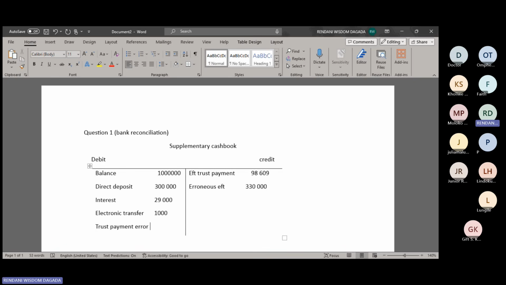the trust payment error was how much? Which one was the wrong one? It was the 30,000. The 30,000 was the one that was entered incorrectly. And then the correct amount here, we're going to say trust payment.